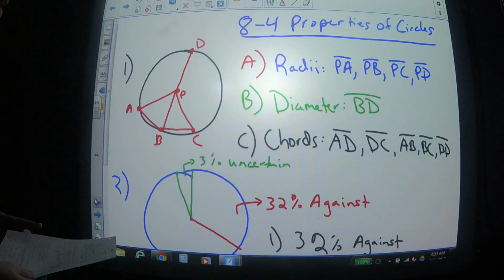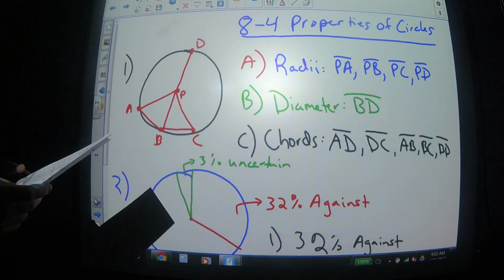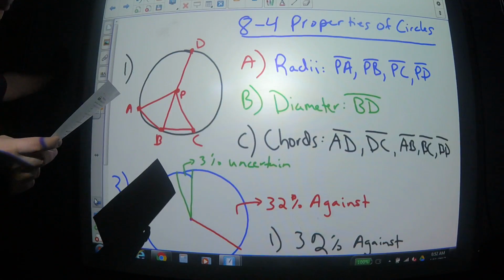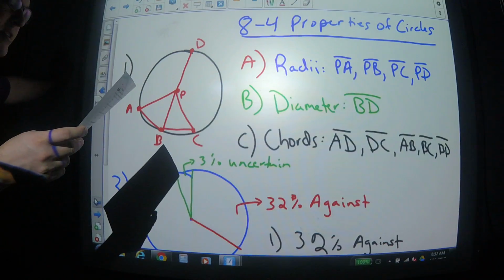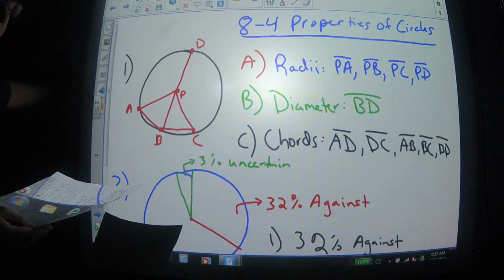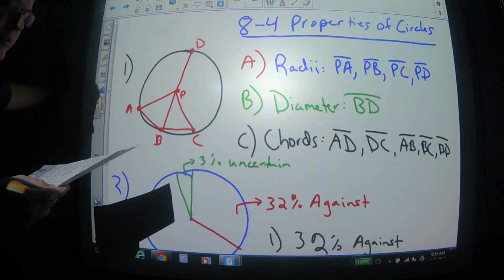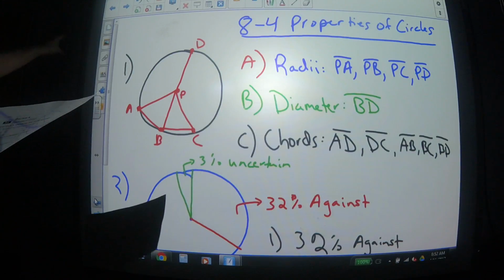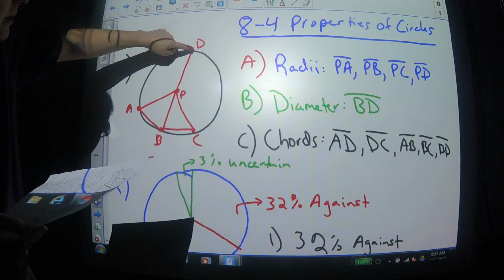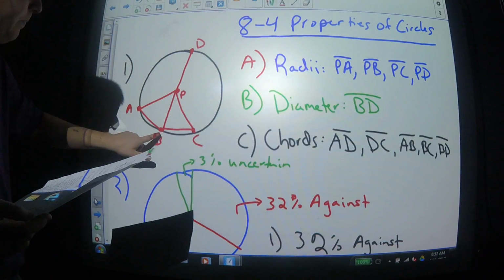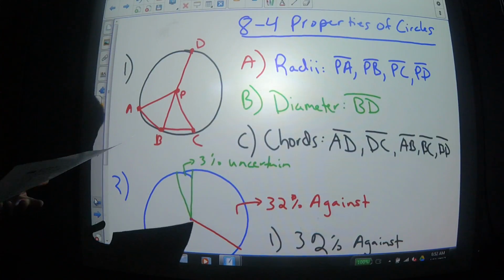With that said, a radius is a line segment whose endpoints are the center of the circle and any point on the circle. A diameter is a line segment that passes through the center of the circle and whose endpoints lie on the circle. So like from here through the center to B, it has to be a straight line.